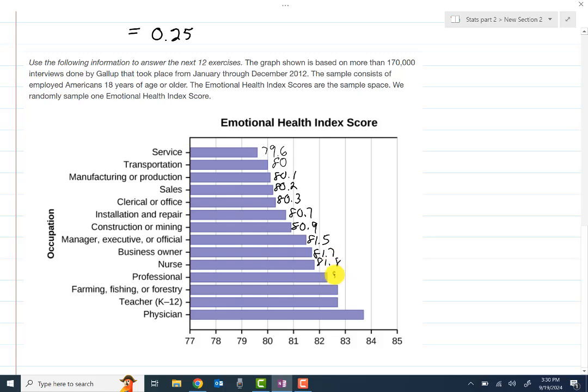This one I'll say is 82.3. These would be 82.7 for both of them. And then the last one, for physician, it looks like 83.7. That looks the same to me. All right.